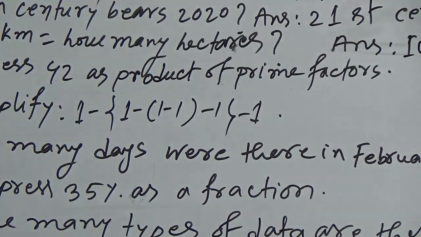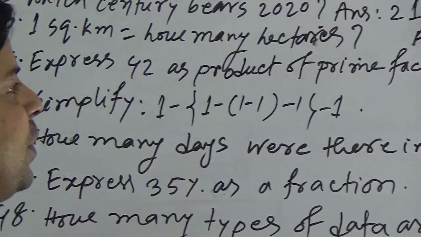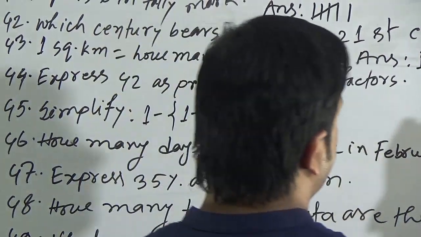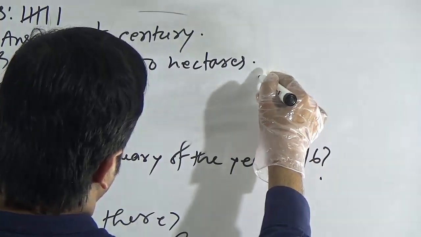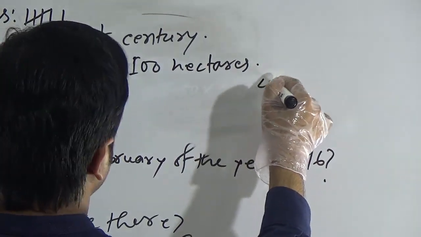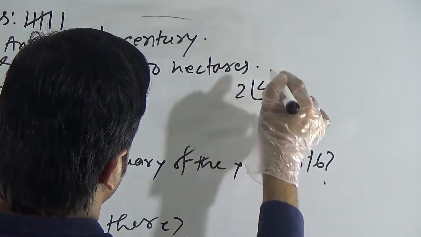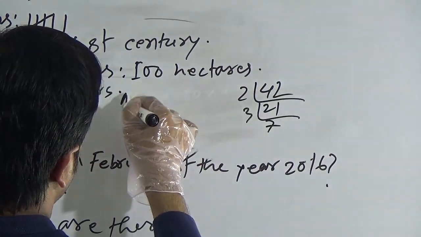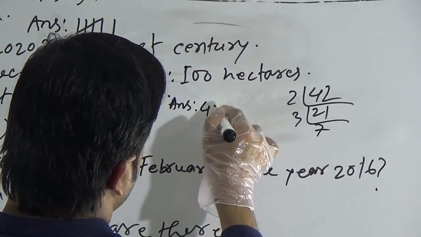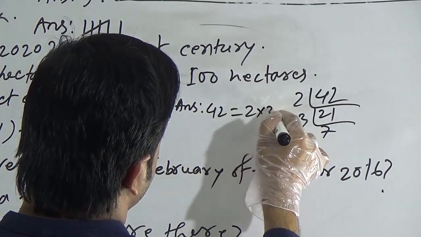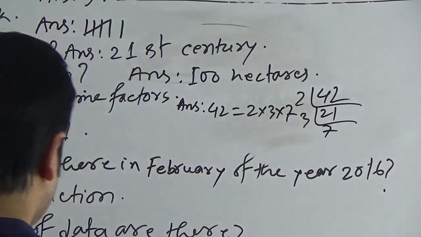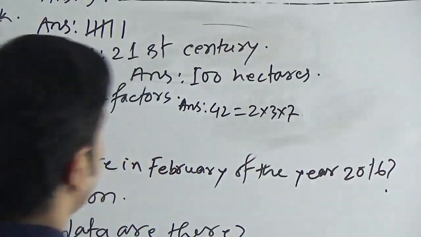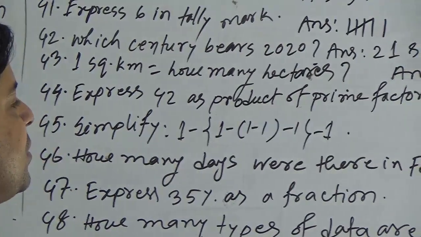Okay. Now question 44. Express 42 as a product of prime factors. Here we can find the prime factors of 42 at first. 42 we can write in this way: divide by 2, it will be 21. Now divide by 3, 7. So we can express 42 in this way: 2, 3, 7. So this will be our required answer. 42 is equal to 2 into 3 into 7.